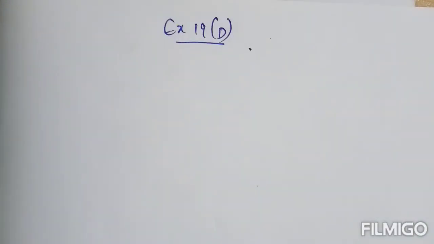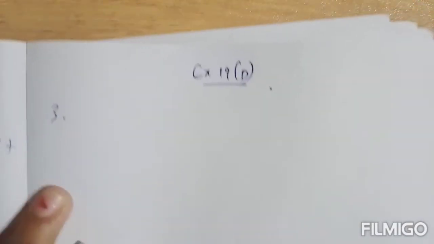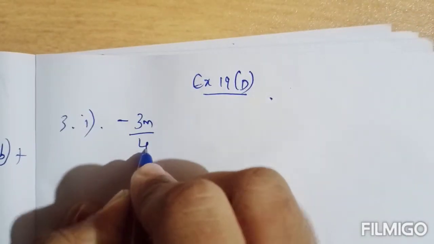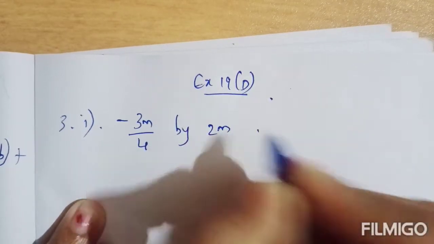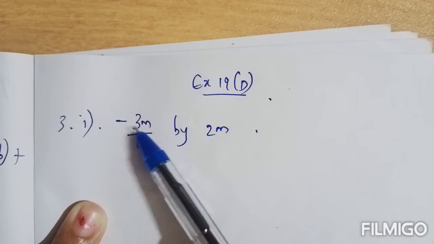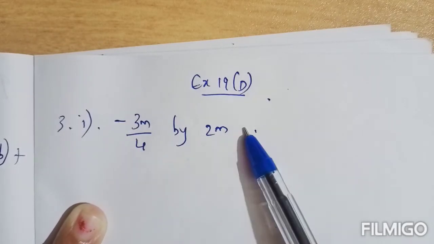So we have been discussing chapter 19, fundamental operations related to algebraic expressions, in that exercise 19D. Now in that third question, divide. First one: minus 3m by 4 by 2m. So you have to divide this monomial minus 3m by 4 by this monomial 2m.